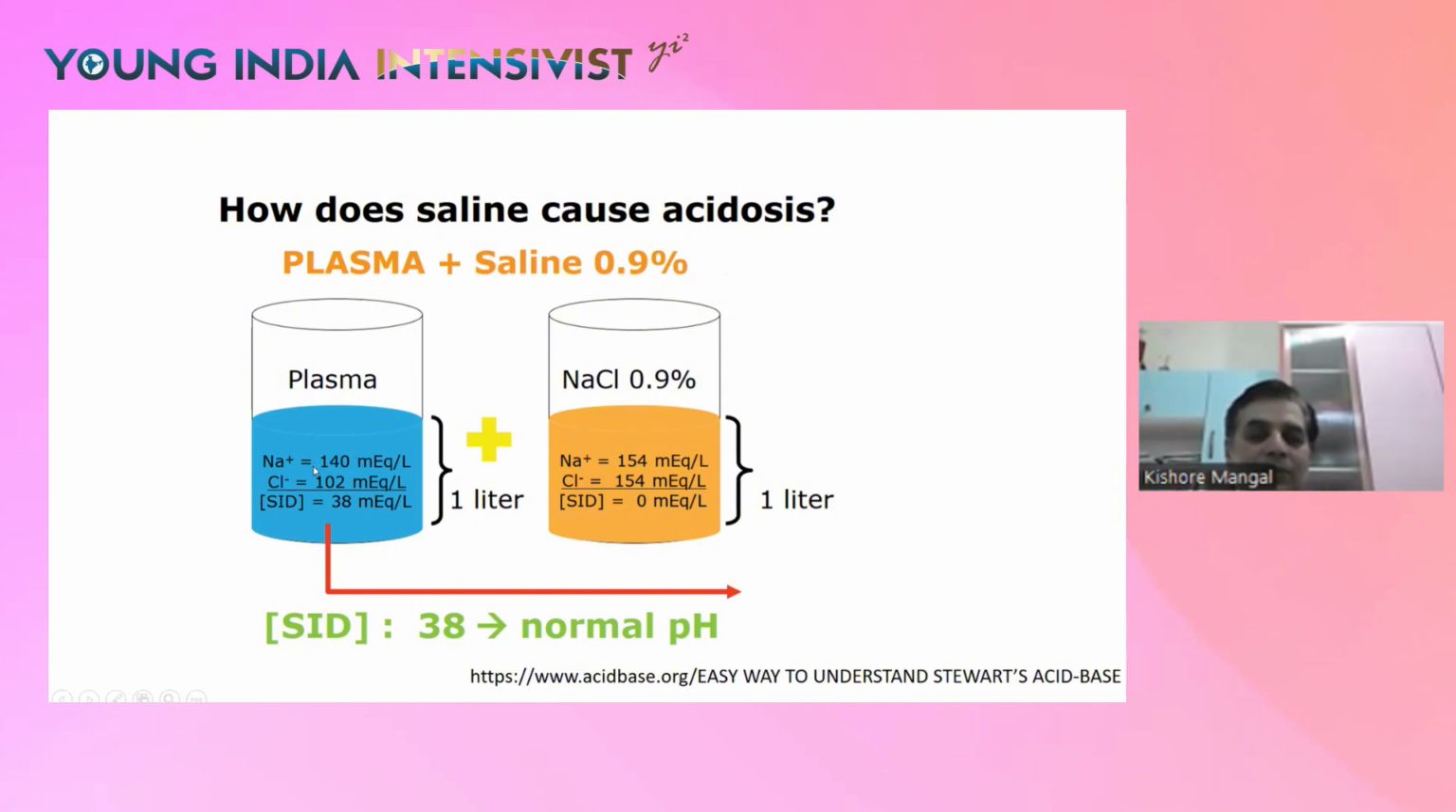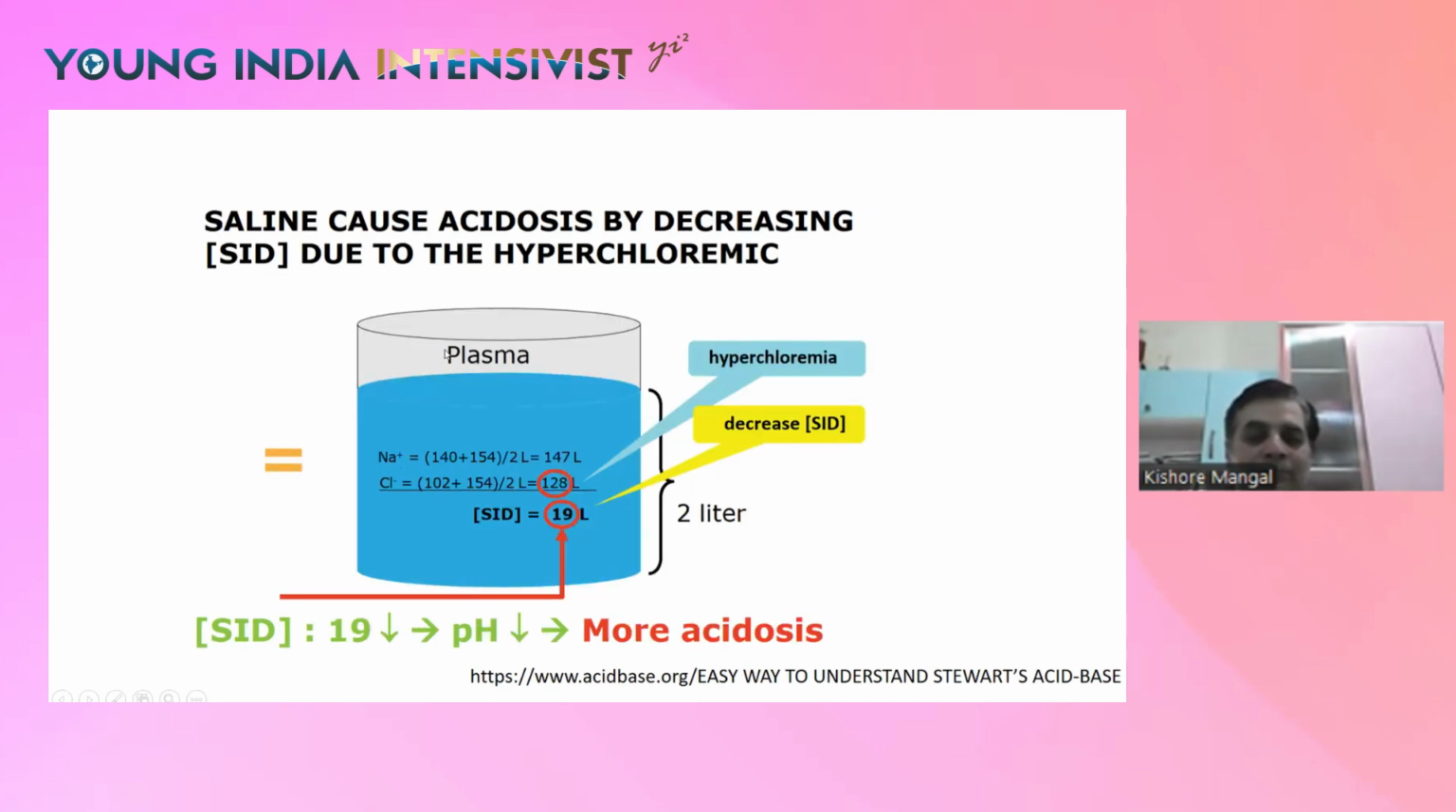So now what will happen? This is 1 liter, this is 1 liter. The normal SID was 38 with a normal pH. The plasma will become 2 liters, and the average of sodium will be 140 plus 154, which will be 147, and the average of chloride will be 102 plus 154 divided by 2, which will be 128. So the SID will become 147 minus 128, which is 19. The SID will be reduced from 38 to 19, and simply a reduced SID increases acidosis. That is how hyperchloremia explains our acidosis, which is a little difficult with the traditional approaches.